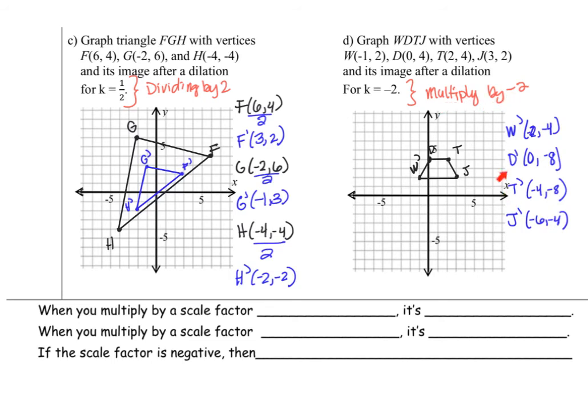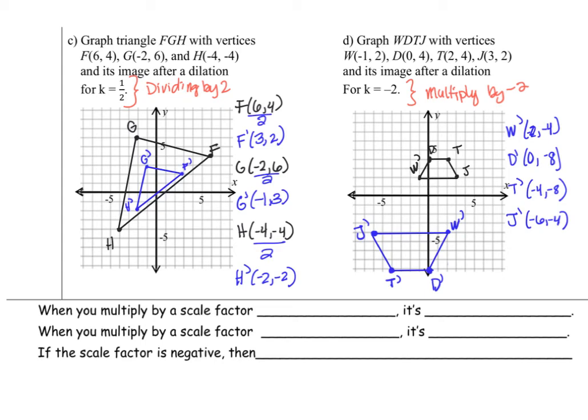Go ahead, pause the video, and graph these ordered pairs onto the graph to see what happens. When you're looking at the image, not only did the image get bigger from the original because it was multiplied by 2, but the negative made the image rotate 180 degrees.